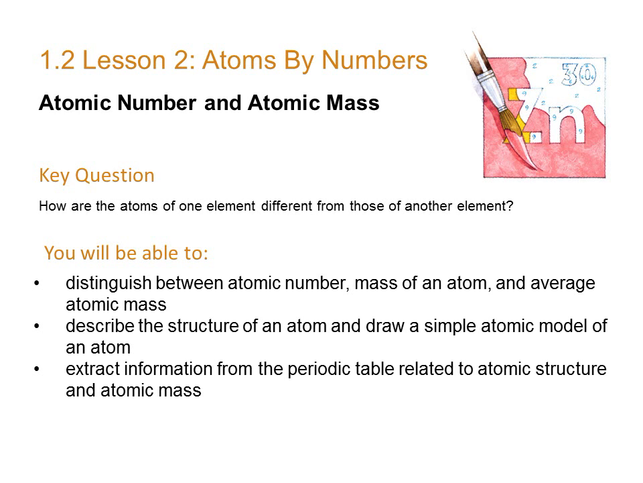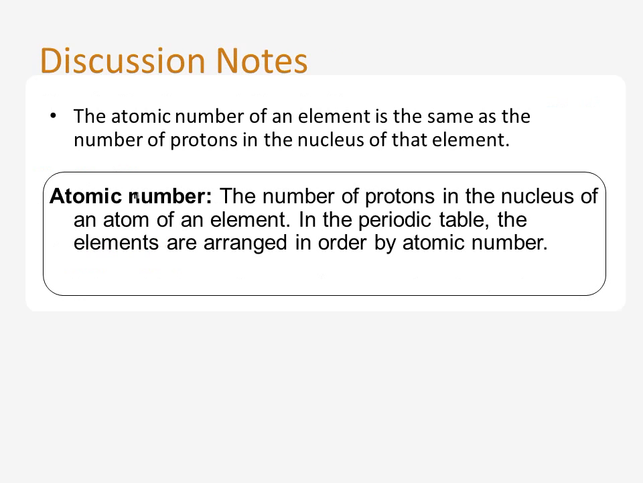As a result of this lesson, you'll be able to distinguish between atomic number, mass of an atom, and average atomic mass. You'll be able to describe the structure of an atom and draw a simple atomic model of an atom. And you'll be able to extract information from the periodic table related to atomic structure and atomic mass.